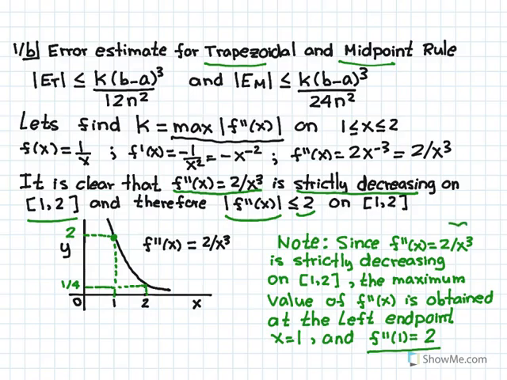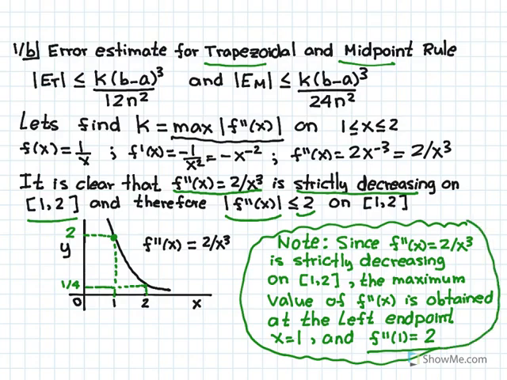So this is a very important concept. We're looking for k, which is a maximum of the second derivative of the function. It's really a y value. It's not an x value. It happens that x equals 1, but we're looking for the y value. So since f double prime of x, which is 2 over x cubed, is strictly decreasing on the x interval 1 to 2, the maximum value of the second derivative is achieved at the left endpoint. The left endpoint at x equals 1, and this value, f double prime of 1, is equal to 2. This is our k value. K is equal to 2.